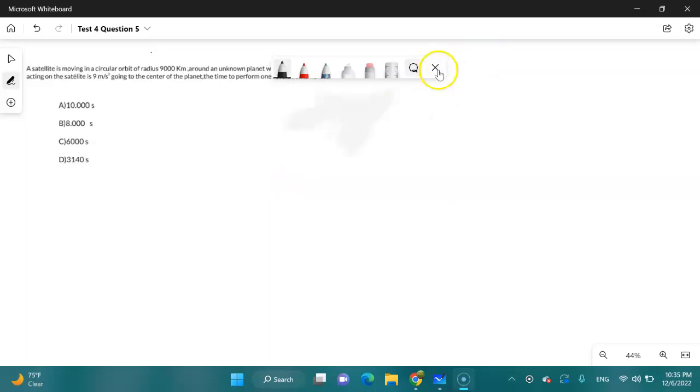Alright, so in this equation, we're dealing with circular orbit and finding the time period of a circular orbit of a satellite. So in this case, a satellite is moving in a circular orbit of radius, let me write it down, 9,000 kilometers around an unknown planet where the acceleration of gravity is acting on the satellite at 9 meters per second squared, going to the center of the planet.